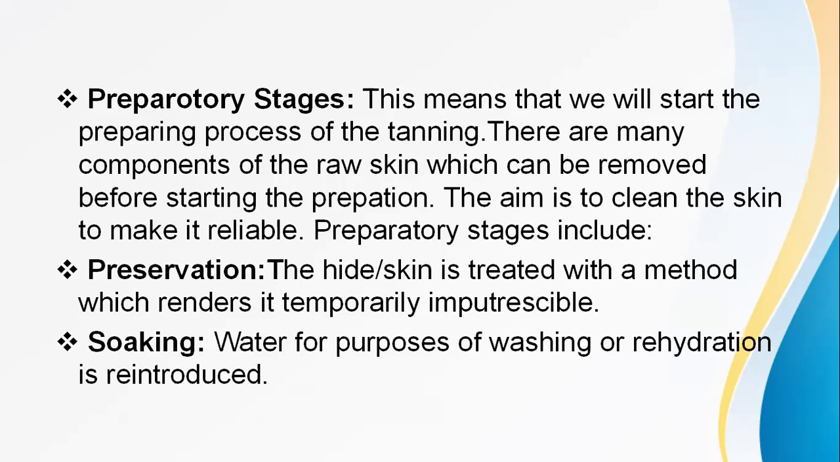Preparatory stages. This means that we will start the preparing process of the tanning. There are many components of the raw skin which can be removed before starting the preparation. There are many sorts of materials such as protein layers and extra hairs. These should be removed in order to make a good leather. Epidermis is also removed. So we will discuss it in the preparatory stages. The aim is to clean the skin to make it reliable. The preparatory stages include, so we will start about it.